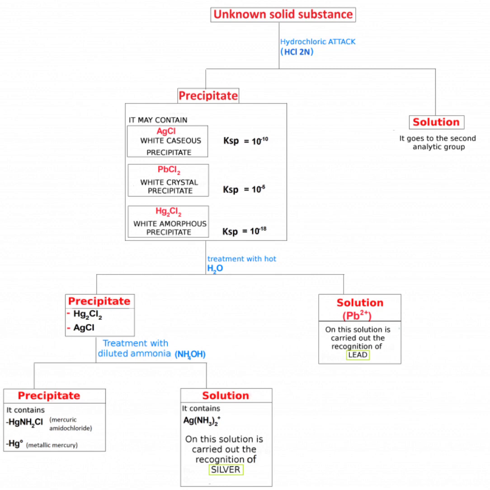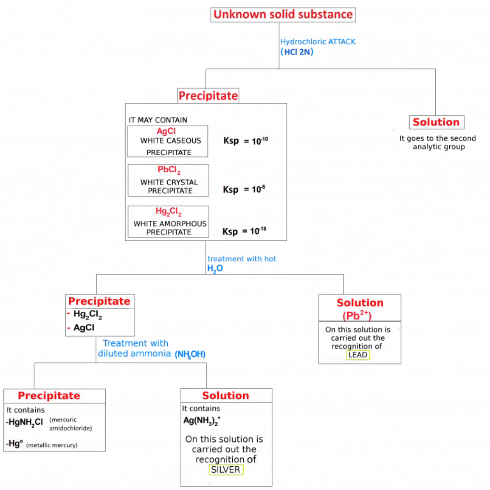Group 1 cations include those cations that selectively precipitate as chlorides by addition of diluted hydrochloric acid. These cations are respectively Ag+, Pb2+, and Hg2 2+. If we consider the whole periodic table, the only elements whose chlorides are insoluble are those of silver, lead, and mercury, while chlorides of the other elements are soluble.